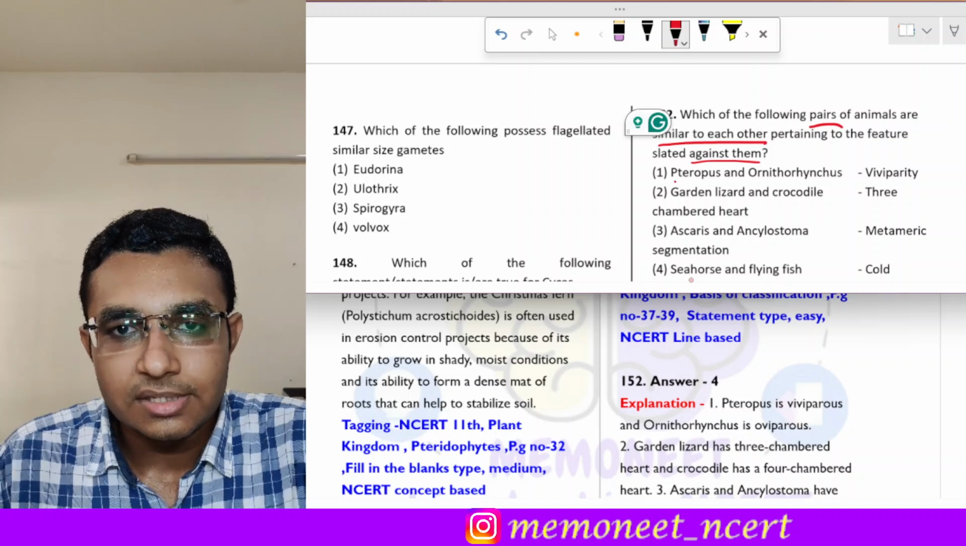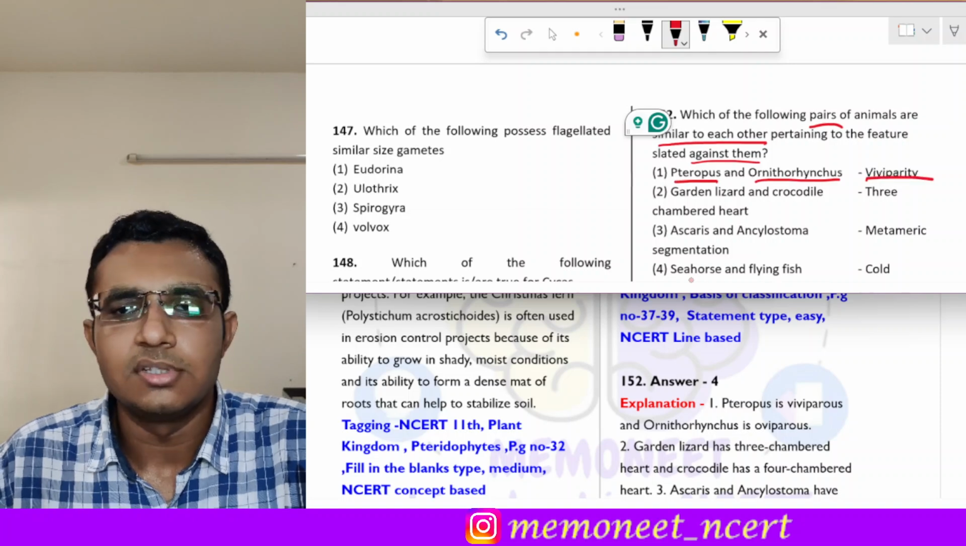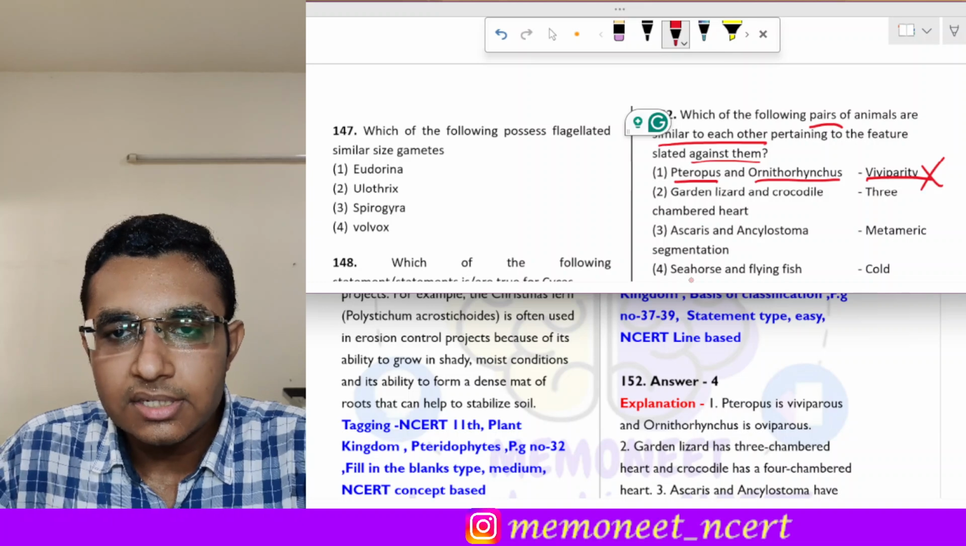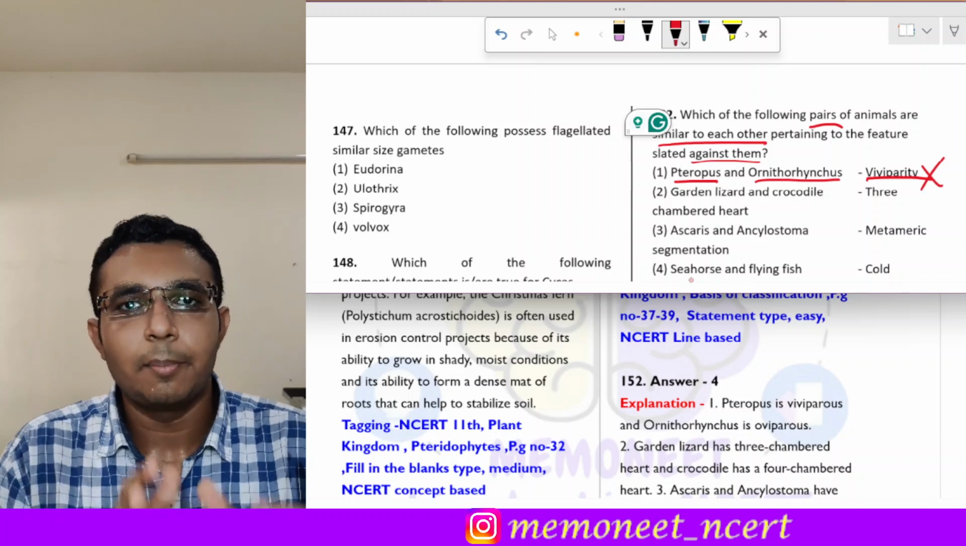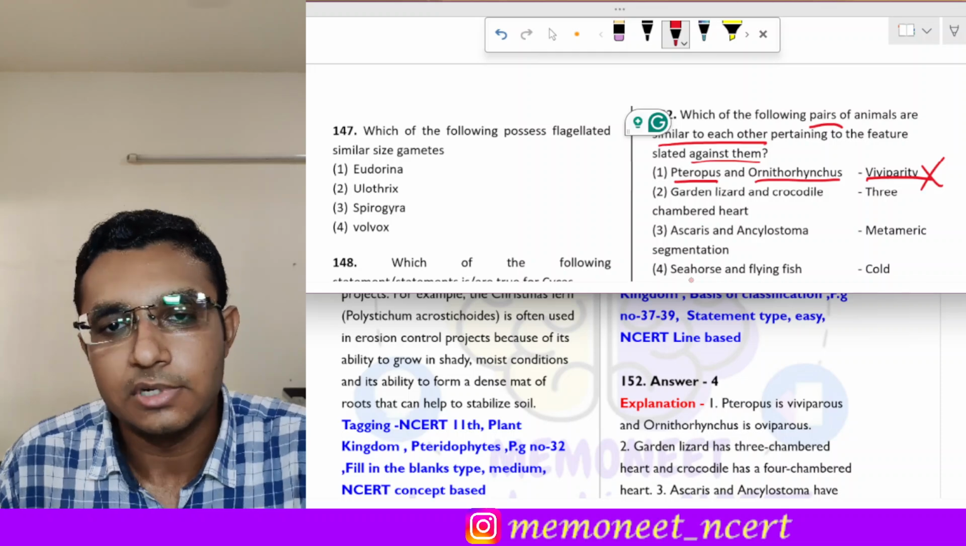First option says that Pteropus and Ornithorhynchus show viviparity. So is this correct? No, this is incorrect. Why? Because see, Pteropus and Ornithorhynchus are not viviparous. First of all, they are mammals, but they are oviparous mammals, means they lay eggs. So the first option is incorrect.